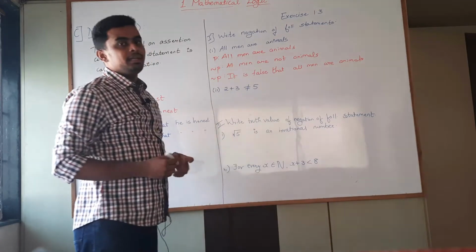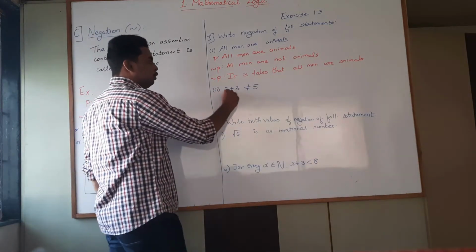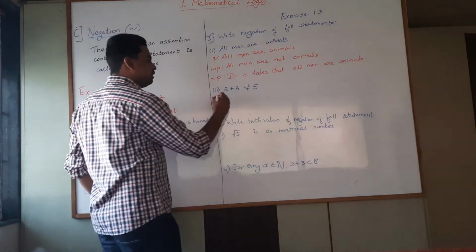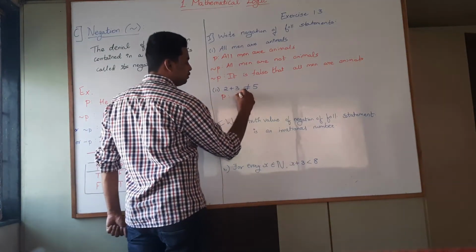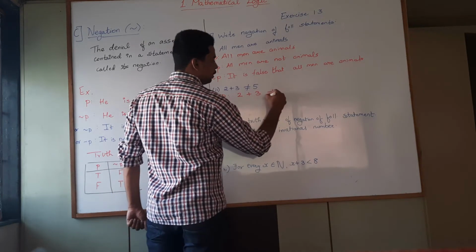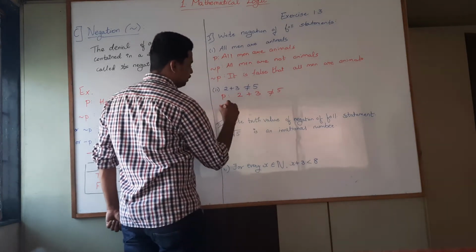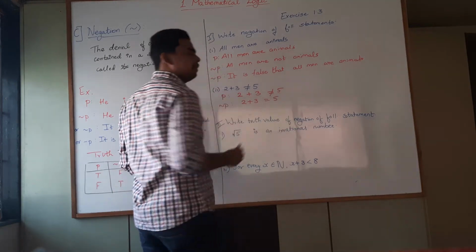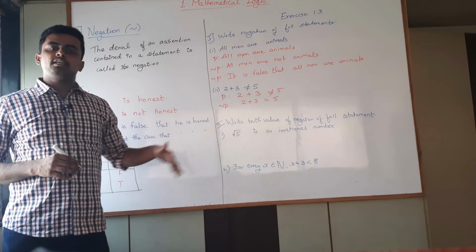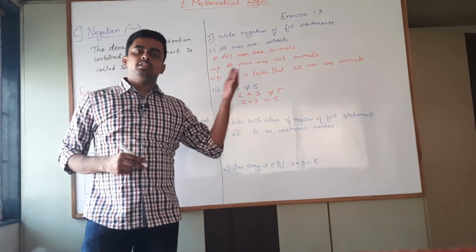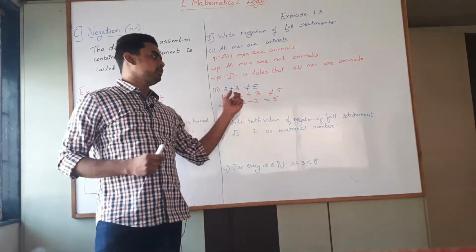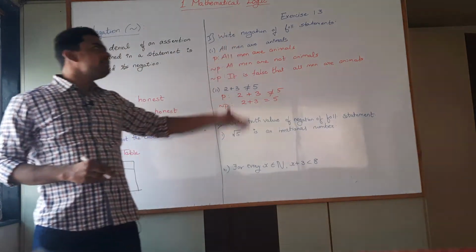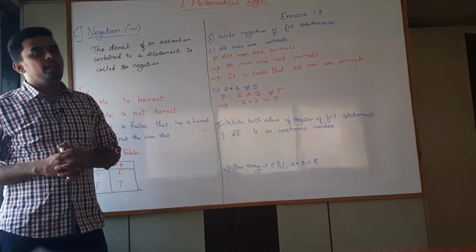The next one is a negative statement: 2 plus 3 is not equal to 5. So P gives us 2 plus 3 is not equal to 5. Therefore negation of P will be 2 plus 3 equals 5. Here if it is not equal, then our negation will be equal. A positive changes to negative, negative changes to positive. 2 plus 3 not equal to 5, 2 plus 3 equals 5. This is how we give negation of any statement.